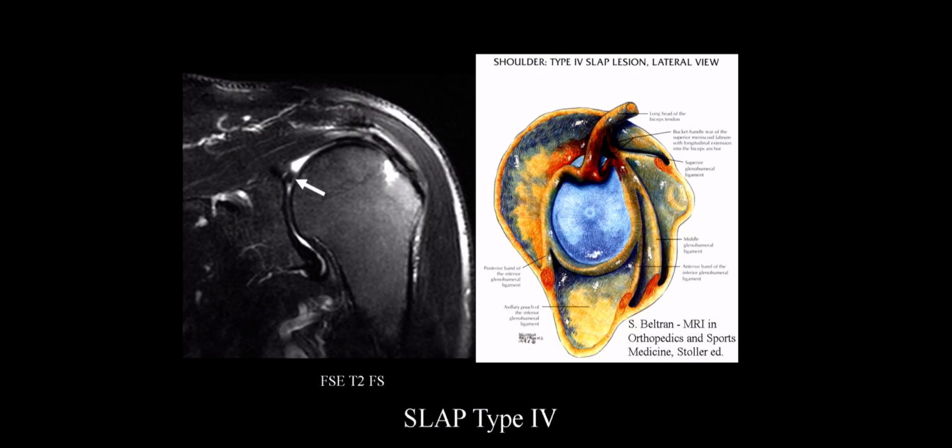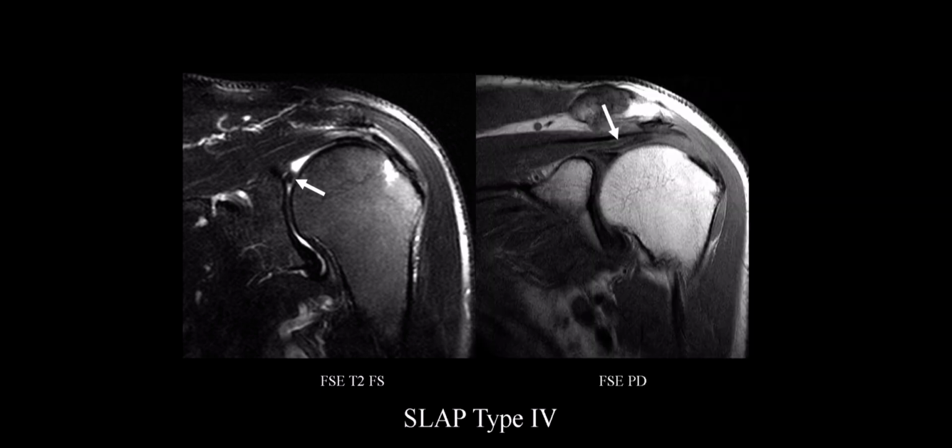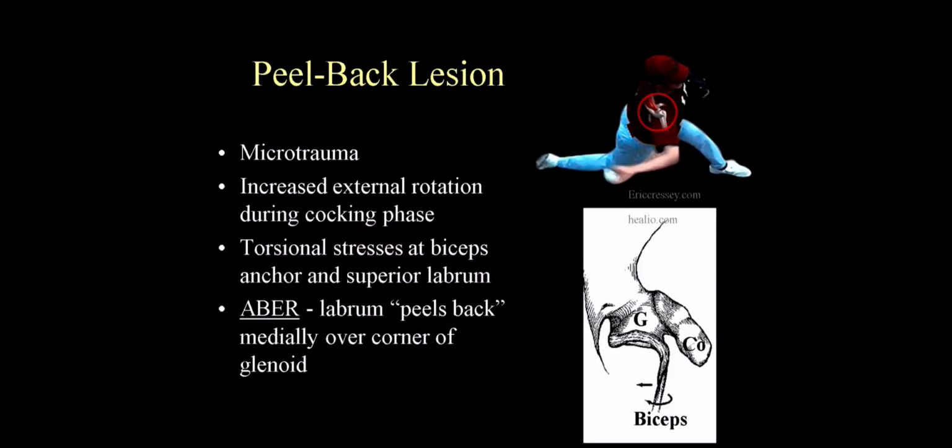And then finally, type 4, this is where you can see there's that drooping fragment into the joint space. But if you also look at a more distal extent, you can see that there's a split tear of the biceps tendon. So the two of those together make a type 4 tear.